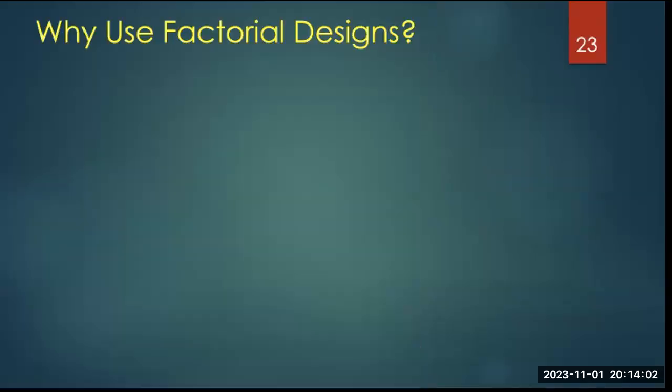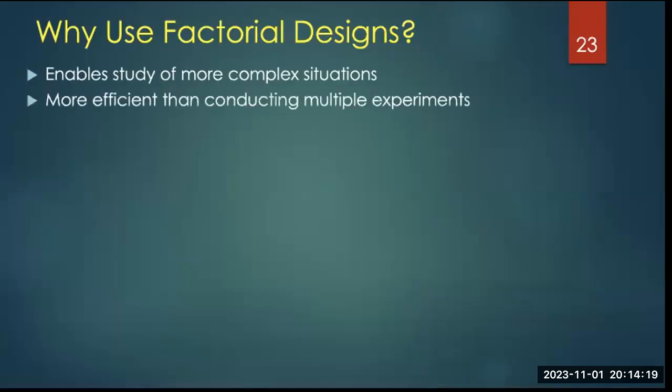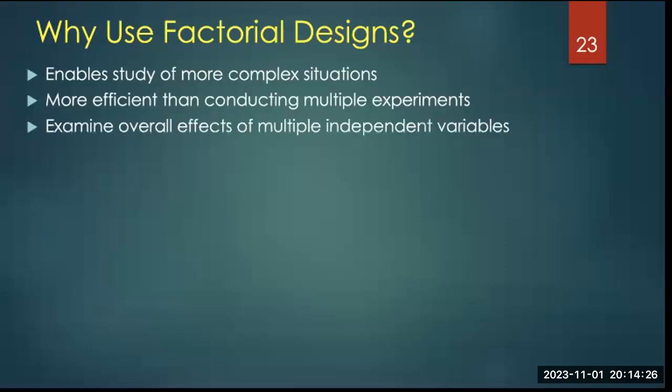All right, so why would we use a factorial design? It is more complicated, but it actually sheds a lot more light on the human condition than a design that only has one independent variable. So it enables the study of more complex situations. It's more efficient than conducting multiple experiments with the same dependent variable. Also, it helps you to examine the overall effects of multiple independent variables at the same time because you have the two different ones. So that's why it's efficient.